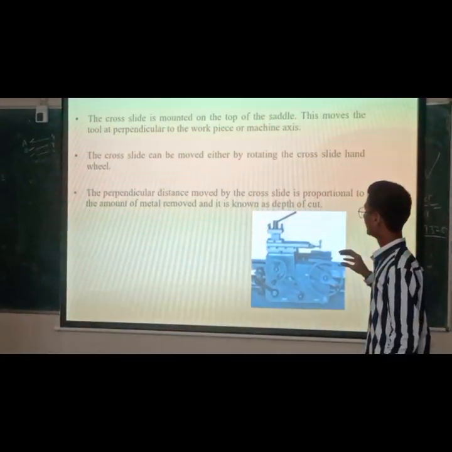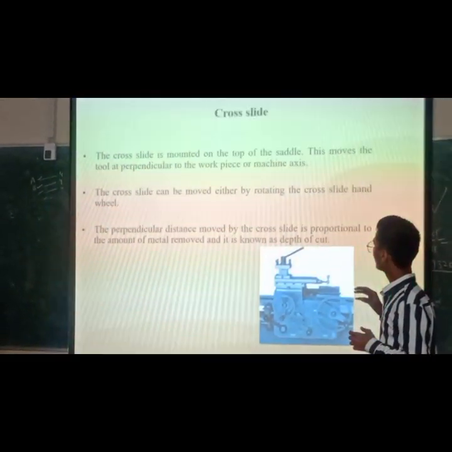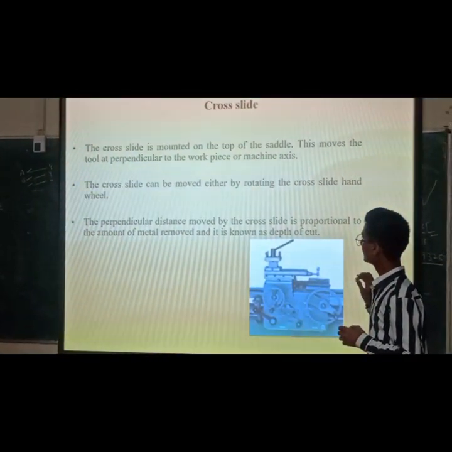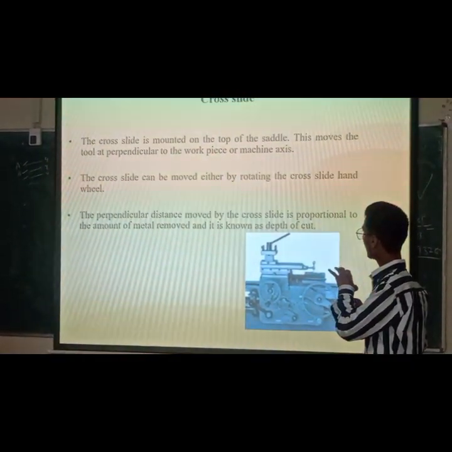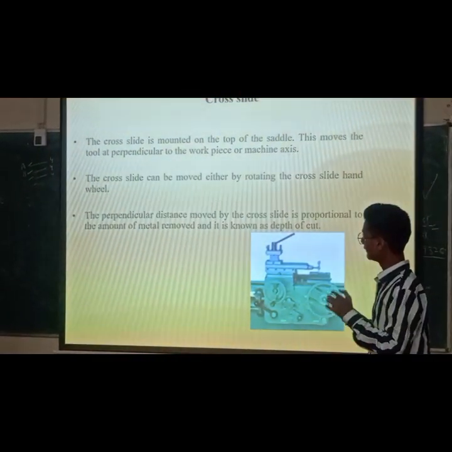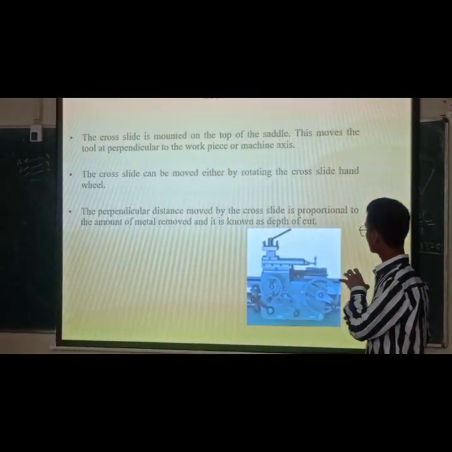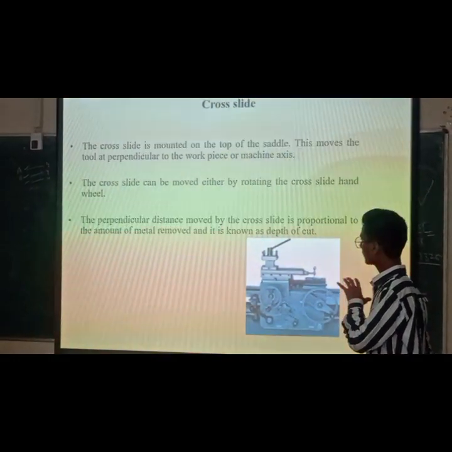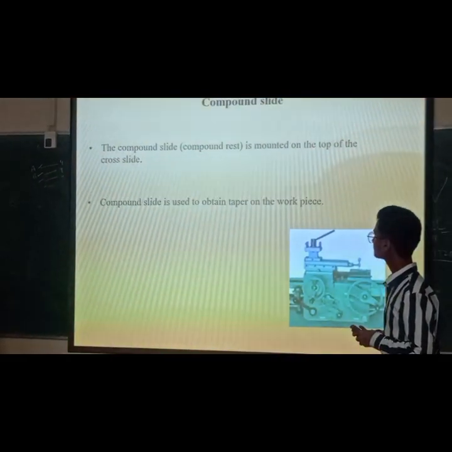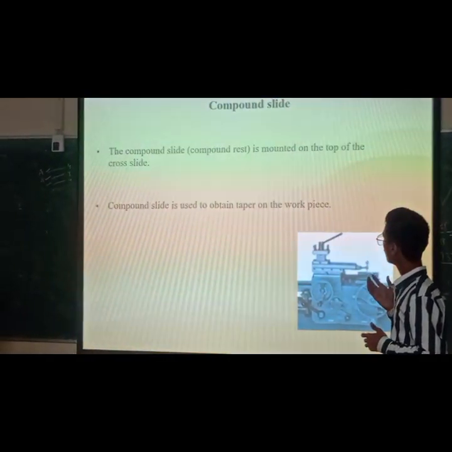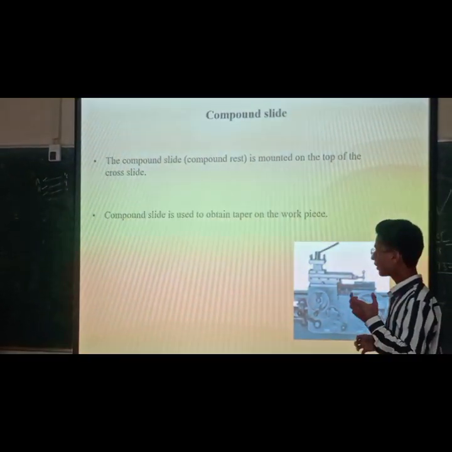Now we have the cross slide. The cross slide is also mounted on the bed, and it is one of the most important parts that we have in the lathe machine. The cross slide can be moved by rotating the wheel, and the perpendicular distance moved by the cross slide is proportional to the amount of metal removed, and it is known as the depth of cut. The compound slide is also mounted on top of the cross slide, and it is used to obtain taper on the workpiece.